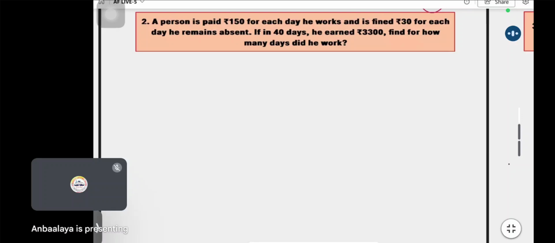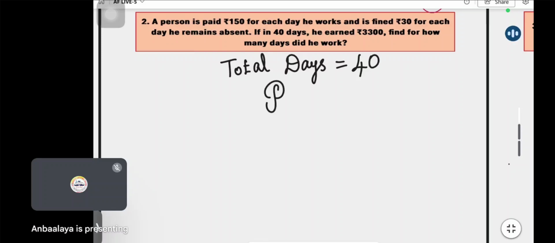If we don't know something, what do we take? X. Very good. So let me take total days, which is given as 40. The number of days he went to work, I'm taking as x. He went to work, so present is x.